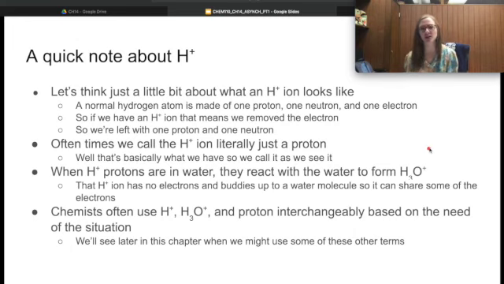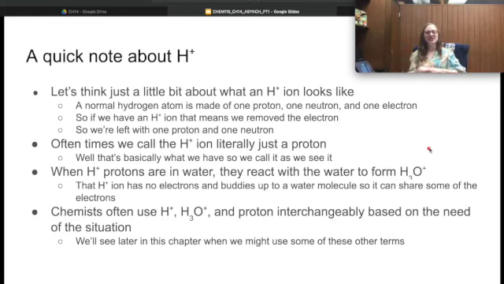A normal hydrogen atom is made up of 1 proton, 1 neutron, 1 electron. That would be the charge neutral atom. We know it has 1 proton, it's number 1 on the periodic table, so it's going to have 1 electron to balance that out. If we have an H plus ion, something that's 1 positive, I must have removed my 1 electron from my atom to make that happen, right? So that I have 1 proton, no electrons, that's a positive 1 charge. So if we have an H plus ion, that means we removed the electron from our hydrogen. So we're literally left with a proton and a neutron in this case. We just don't care so much about the neutron.